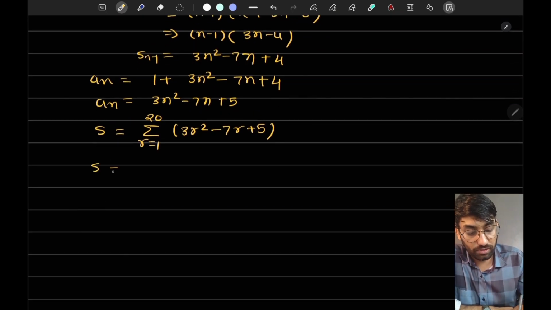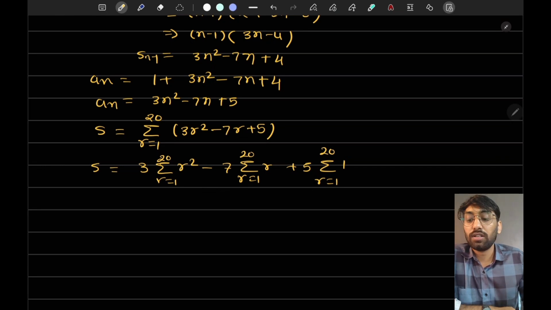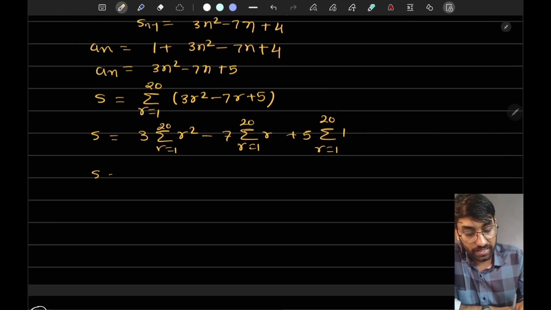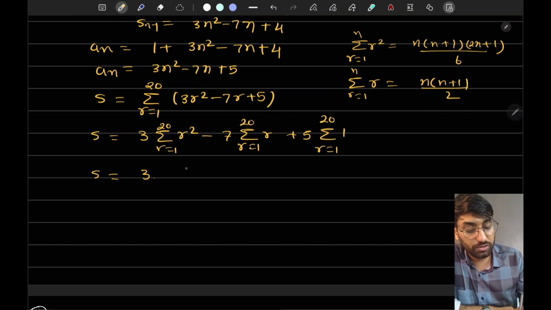So let's take the summation inside. S will become 3 times the sum of r square for r from 1 to 20, minus 7 times the sum of r for r from 1 to 20, plus 5 times the sum for r from 1 to 20. So we know that the sum of r square from r equal to 1 to n is n(n plus 1)(2n plus 1) by 6, and the sum of the first n natural numbers is n(n plus 1) by 2. Correct? Now let's substitute n equal to 20.